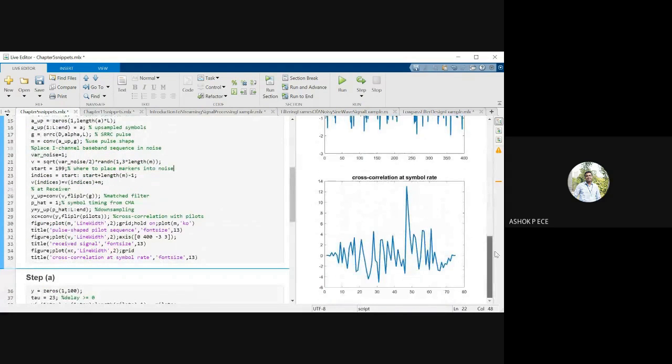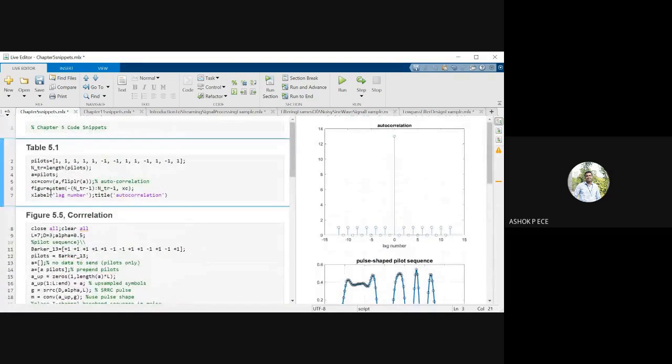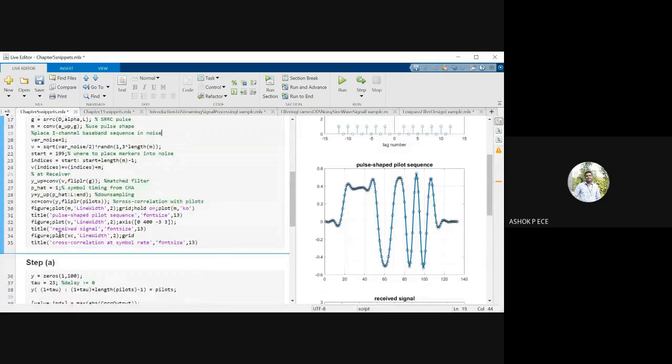So what does cross correlation mean? Whenever two different signals are considered, you call it cross correlation. Whenever a single signal is considered, you call it autocorrelation. In the first example, we found autocorrelation of the pilot with itself. That is autocorrelation. When you do cross correlation, you will be finding the output signal. We'll be finding the cross correlation XC. See here, XC. That is going to be the cross correlation signal.